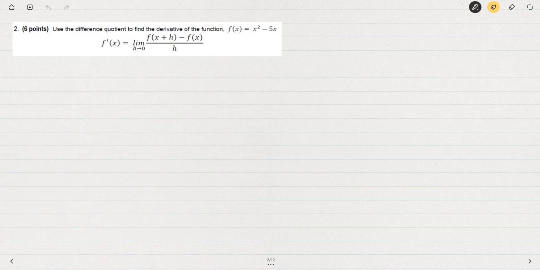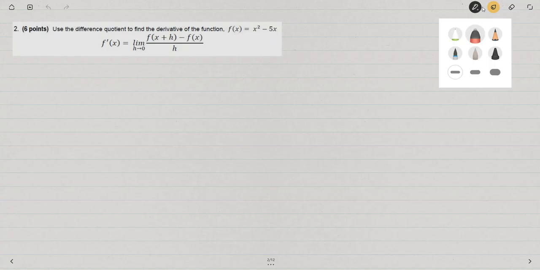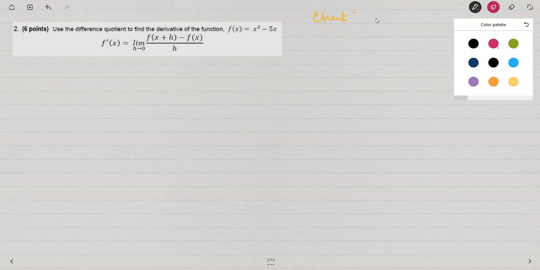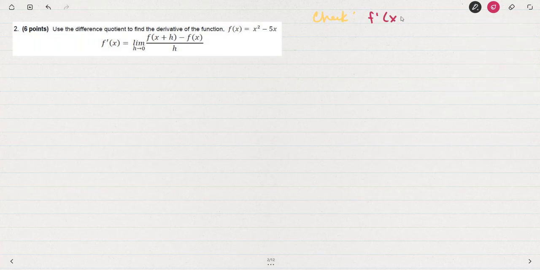Let's start with question number 2. Using the derivative formula, the definition of a derivative, or in other words, using the limit of a difference quotient to calculate the derivative. Now, I will say as an aside that you could check your answer with just doing the derivative, because we know that the derivative is going to be 2x minus 5, but getting that answer isn't the big piece to this. The big piece to this is really applying the definition.